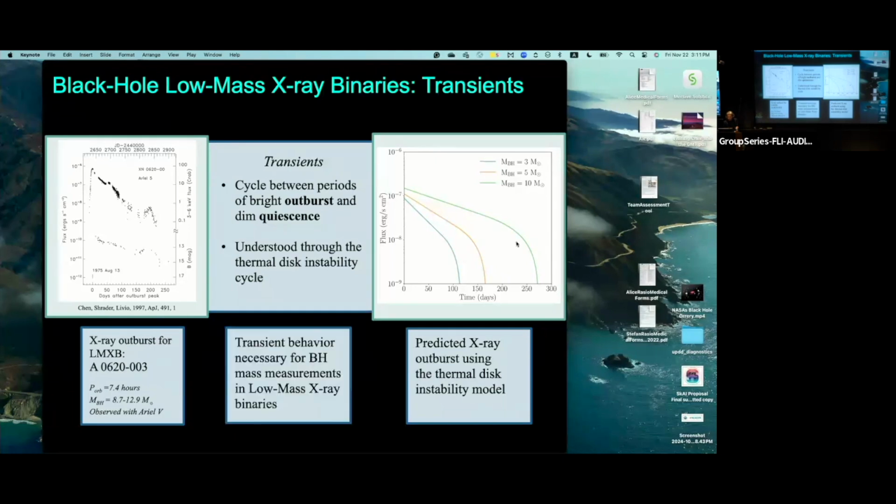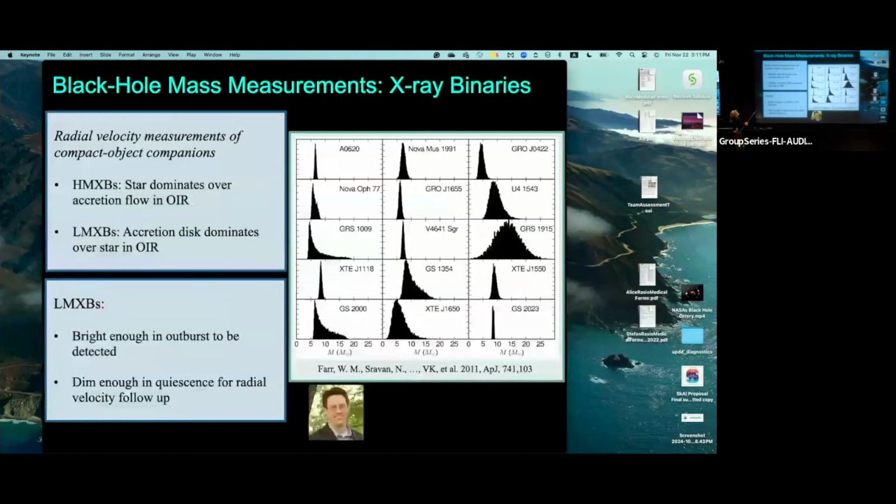Now, the transient behavior, as I told you, is necessary for us to measure the black hole mass, and this will be important almost throughout our discussion. This is young Wilfar when he joined my group as a postdoc from MIT. So we'll come back to this guy.